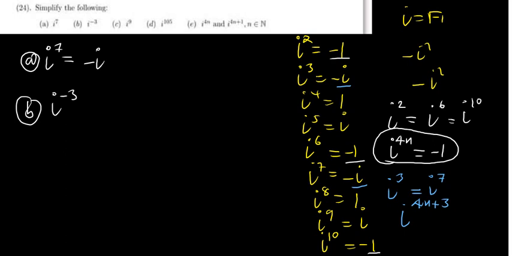The reason for this is if n is 0, this is going to be 0. 0 plus a 3, that is i to the power 3. And you know that i to the power 3 is giving us what? Negative i. If n is 1, we're going to put 1 there. 4 times 1 is 4, plus 3, that is 7. And you know that i to the power 7 is still giving us what? Negative i.